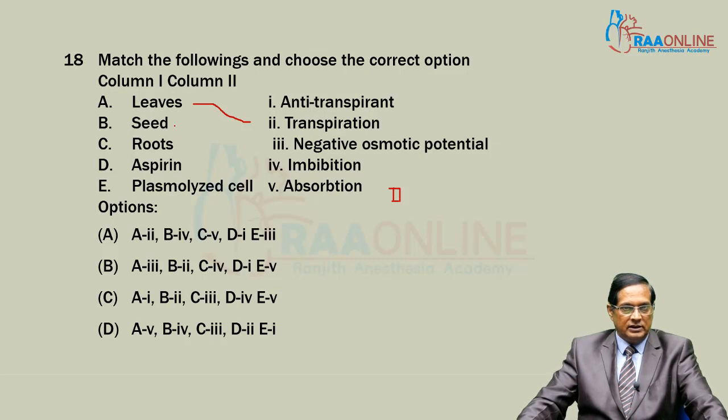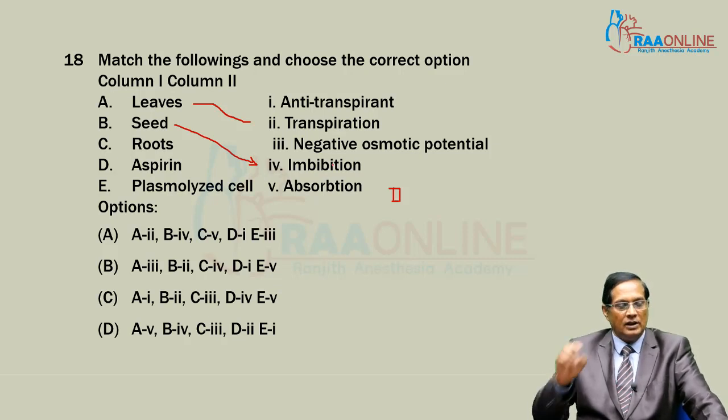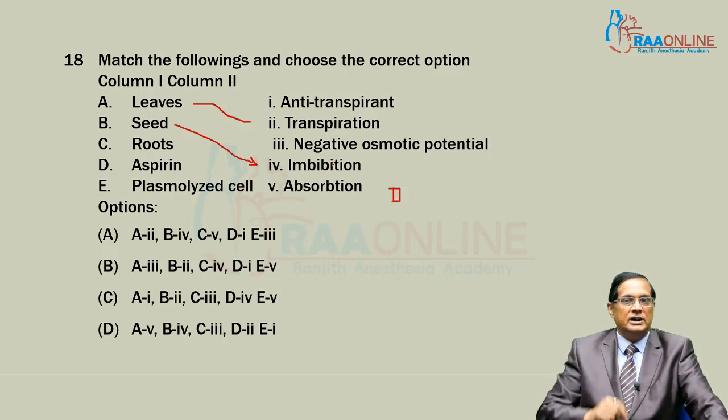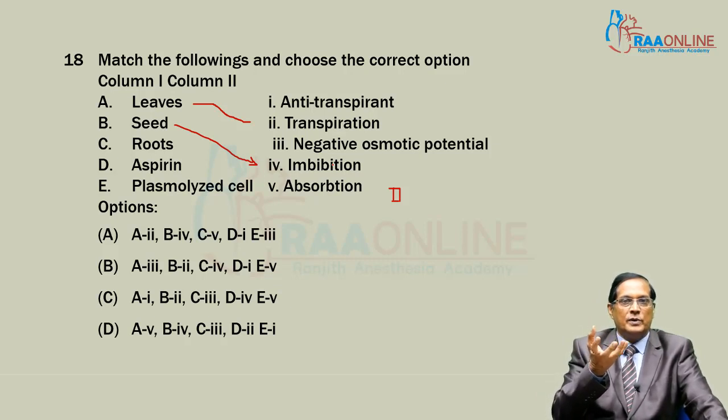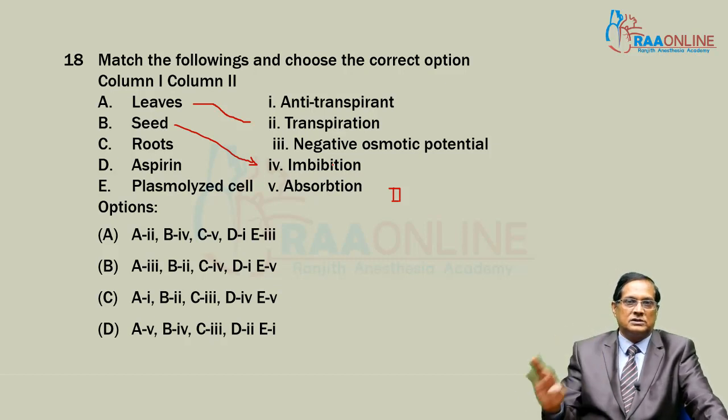Then seed is directly connected with imbibition, which we have studied in the past questions. Inside the seed, cotyledons are there. Cotyledons have either protein or starch, and that has the property of imbibition. That is, they are hydrophilic. They absorb water by the process of imbibition. After second, that is the fourth option with the B.